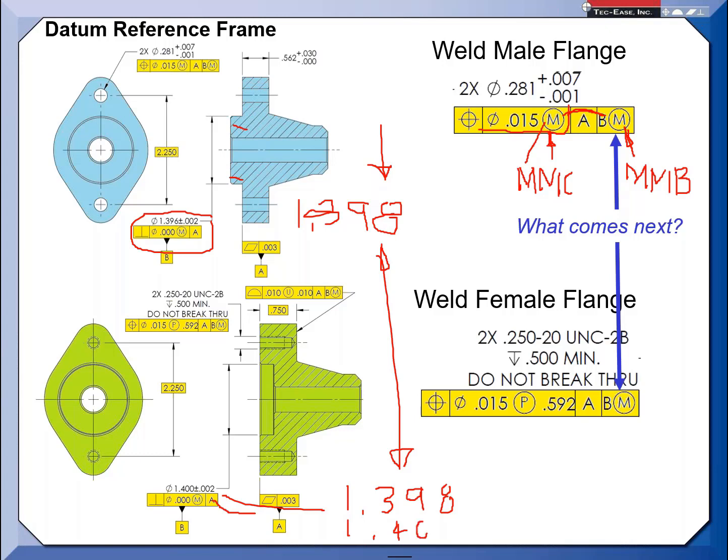When I bring these two together, 1.402 with 1.394, look at the difference now. The other ones were no movement at all. Now the variation here is 8 thousandths. So if these holes were off a little bit, or the tapped holes were off a little bit, I can now allow the part to shift or move.